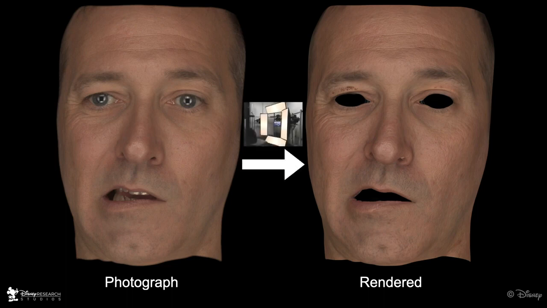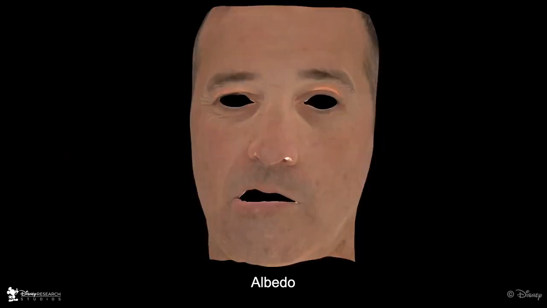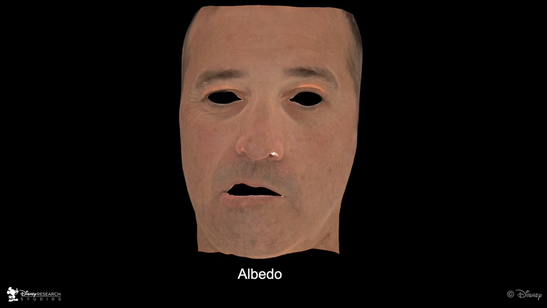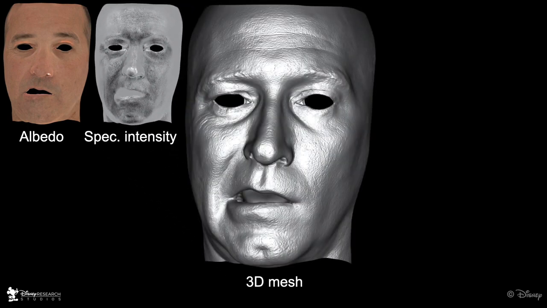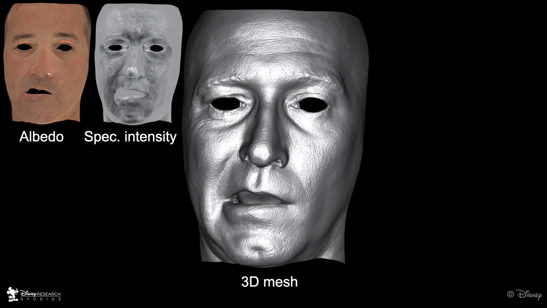in a controlled environment. Our method produces a set of appearance maps, namely the shading-free albedo, which captures effects of diffuse reflectance, and the specular intensity, which captures effects of surface reflectance such as skin oiliness and specular ambient occlusion. We also recover a high-resolution mesh with details down to pore levels and fine wrinkle lines.